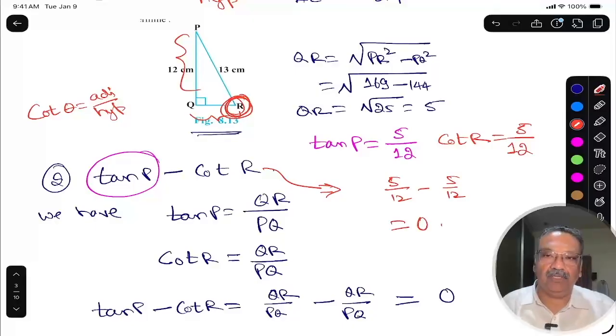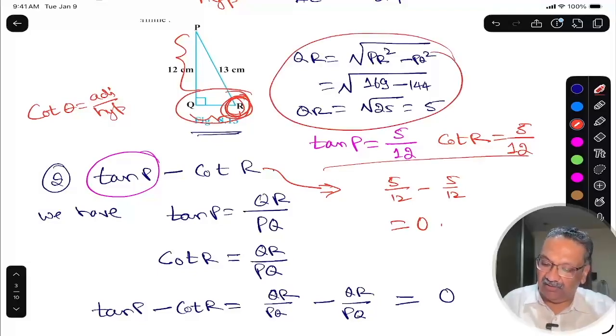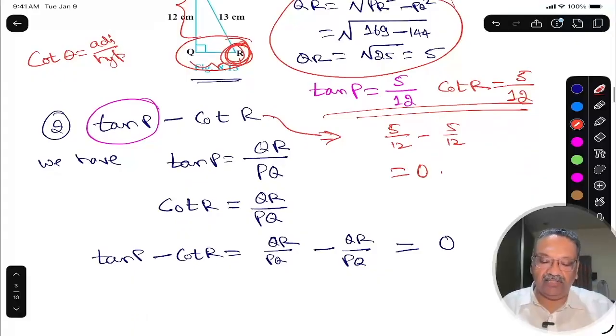equal to 0. You can either find the value of the distance QR by using Pythagoras theorem and then solve this like this, or without finding the value of QR also you can solve the question.